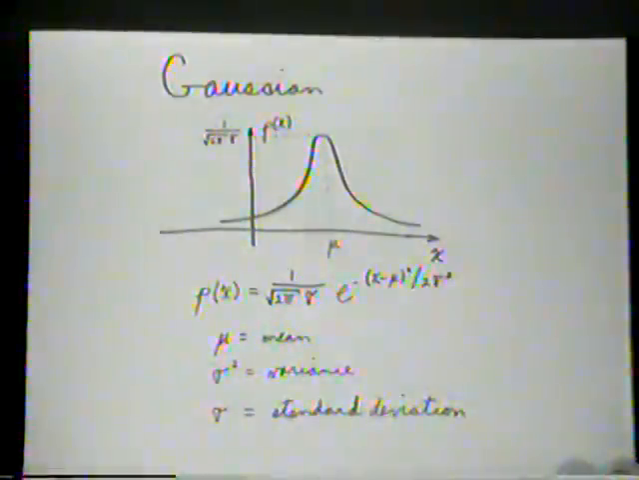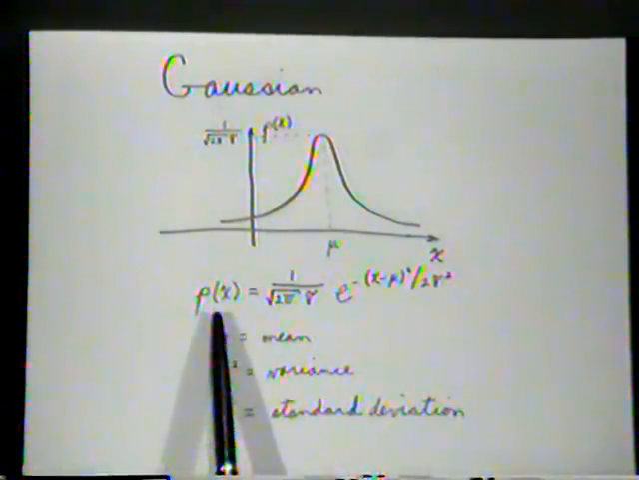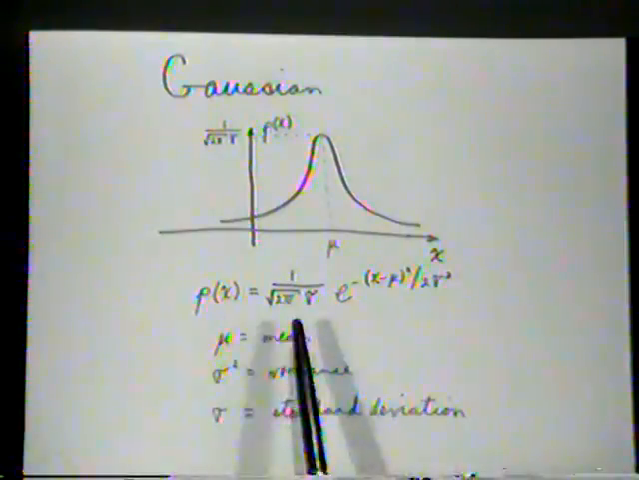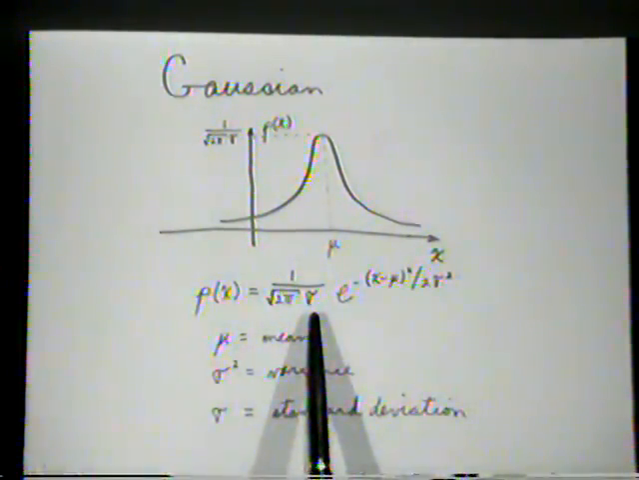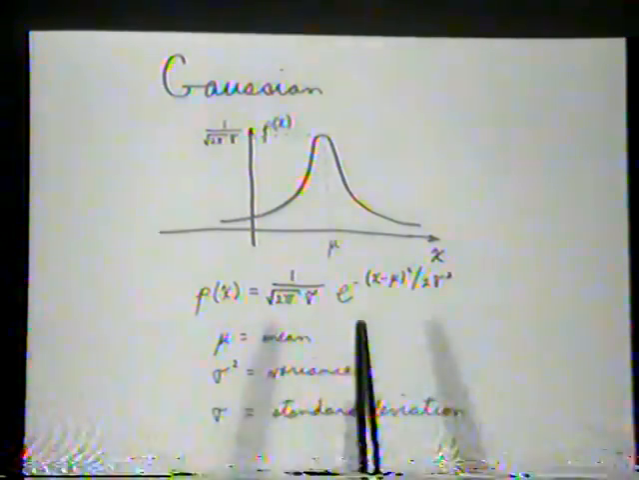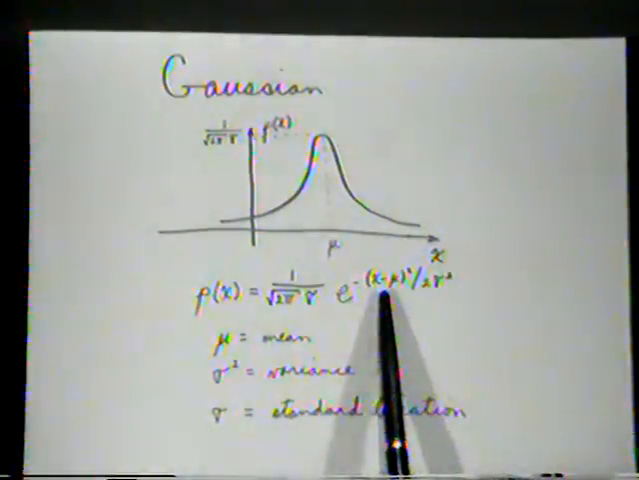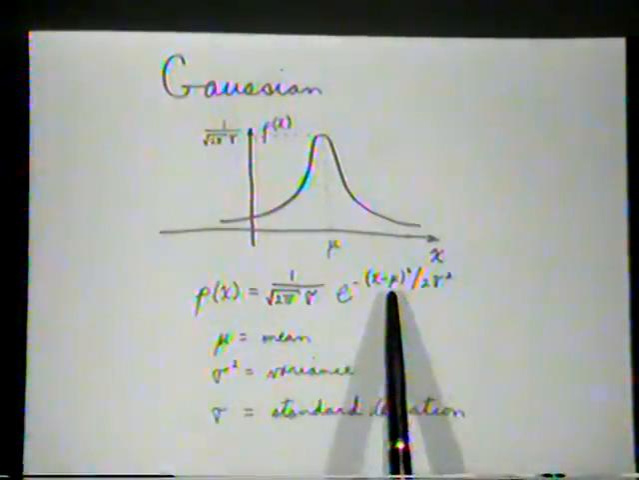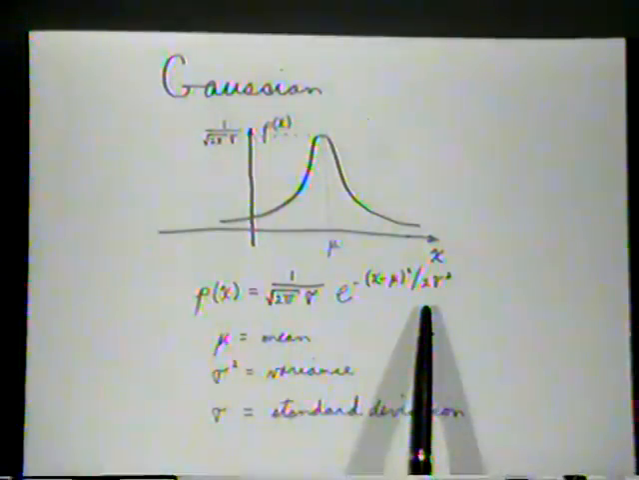One of the ones which occurs very frequently in electrical engineering applications. Now, the equation of the Gaussian density function is that p of x, the density function, is 1 over the square root of 2 pi times sigma, which is one of the parameters of the density function, times e to the minus, now everything else is in the exponent. That should say x minus mu quantity squared divided by 2 sigma squared.